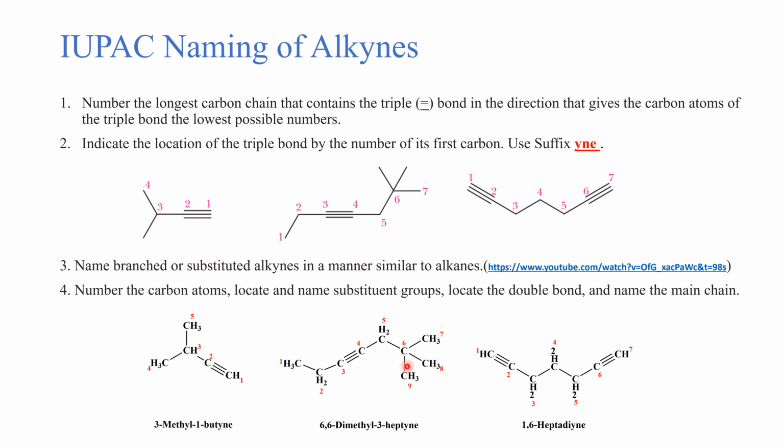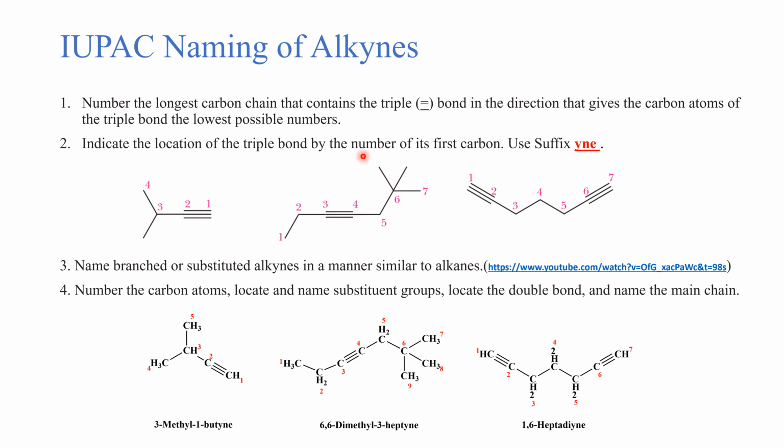Now another example is this one: 1, 2, 3, 4, 5, 6, 7, right? So this is the 7-member chain, and for this we will write hept and yne, to show that this is from the alkyne group. The triple bond is between the third and fourth carbon, so we will pick the first carbon, the lowest number, which is making the triple bond with the other carbon. So this is 3 heptyne. And now we will see what the substitutions are and what their positions are.